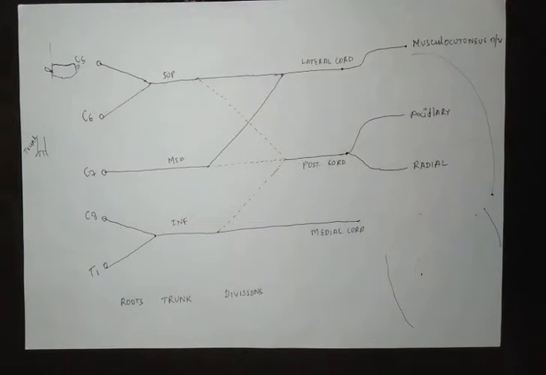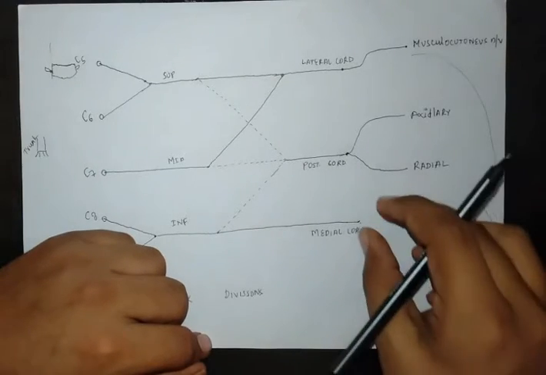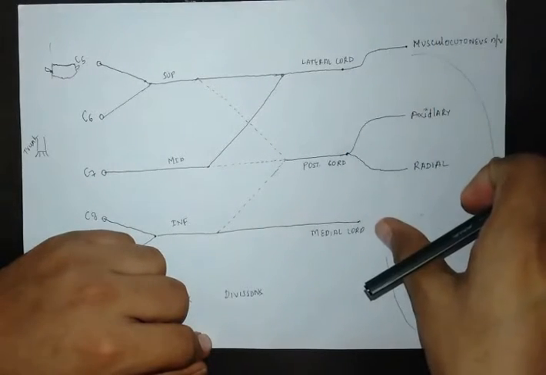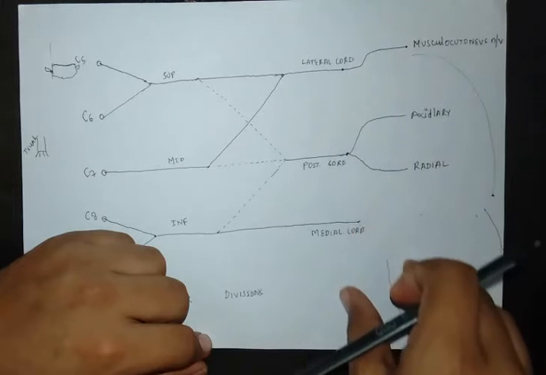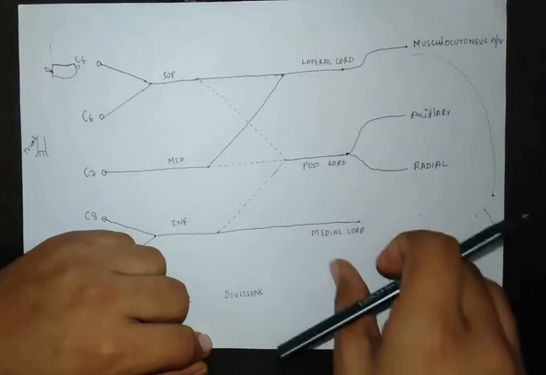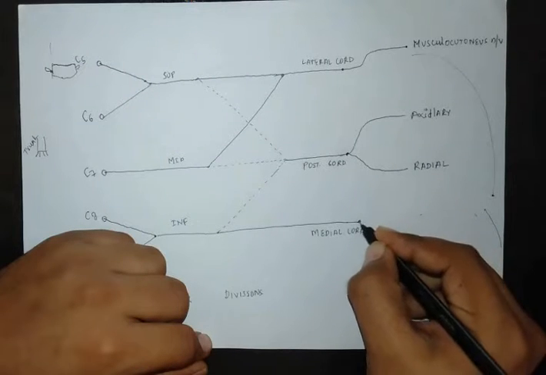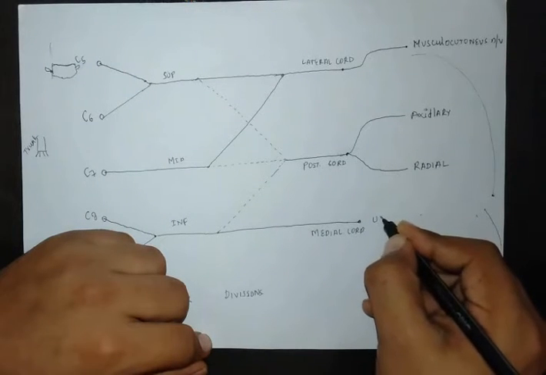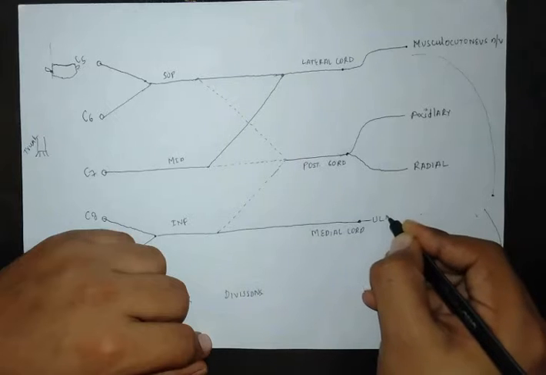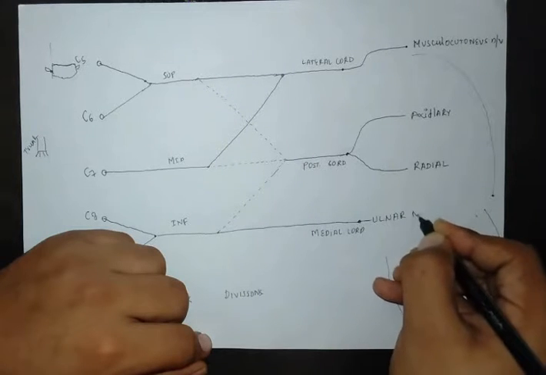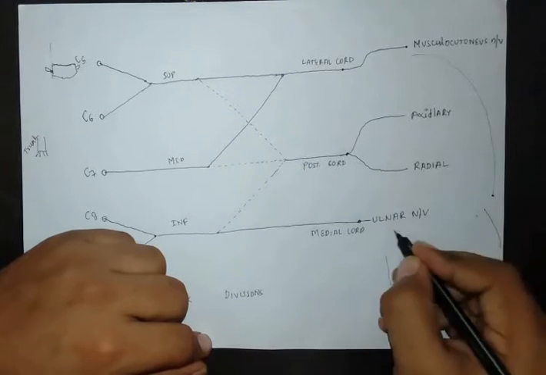So we are done with these two. Now the medial cord. Again, as I said, the lateral cord supplied the upper region. Now the medial cord will be towards the medial side and try to supply the medial region, which we all know is supplied by the ulnar side. So it is supplied by the ulnar nerve. So the medial cord of yours gave the ulnar nerve.